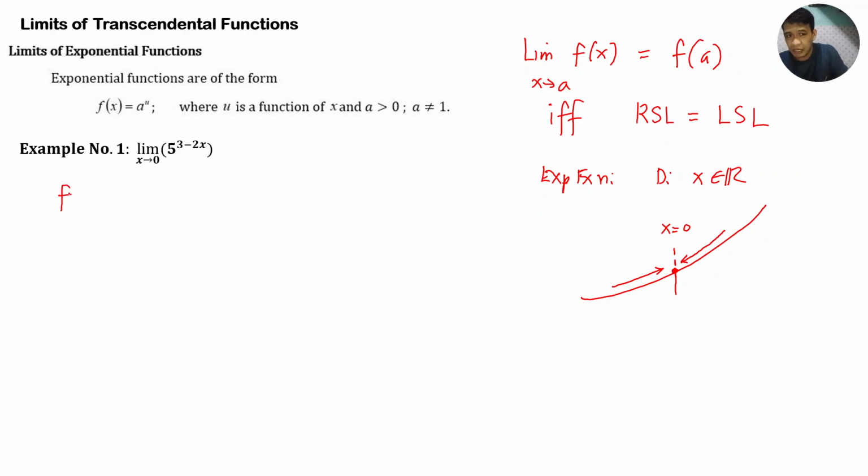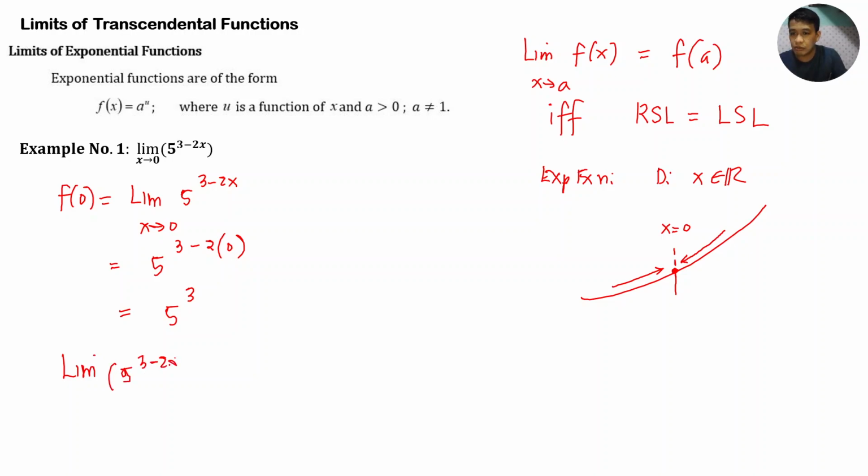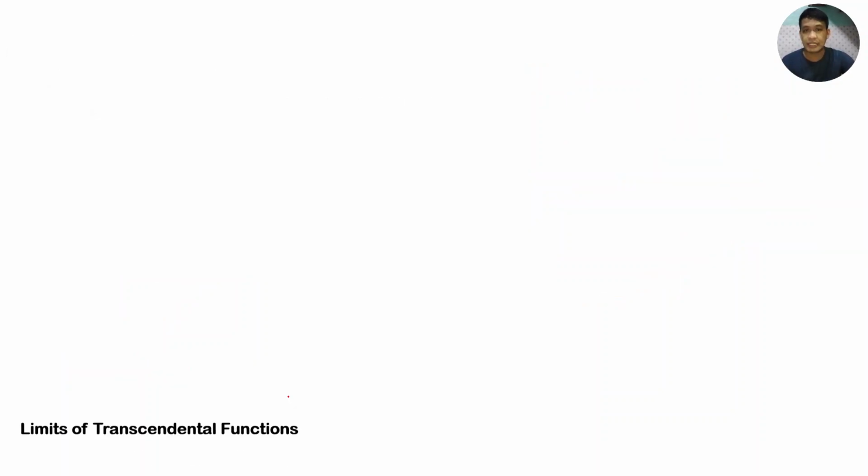So f of 0 is equal to limit of 5 raised to 3 minus 2x as x approaches 0. So what we will do is just substitute 3 minus twice of 0. So this gives us 5 cubed. So ibig sabihin, limit of 5 raised to 3 minus 2x as x approaches 0 is equal to 125, because 5 to the third is 125. So let us try to solve another example.